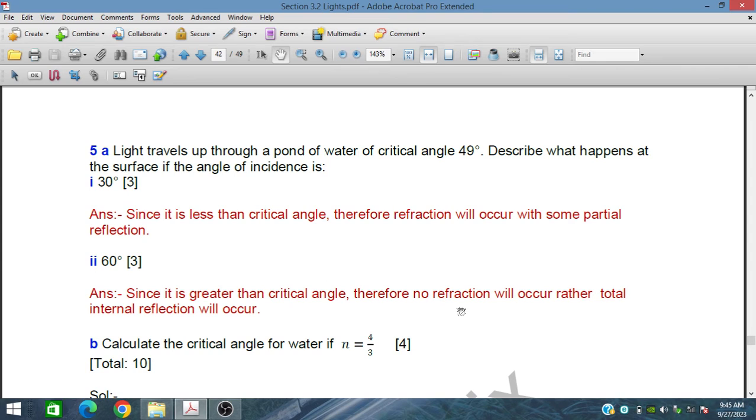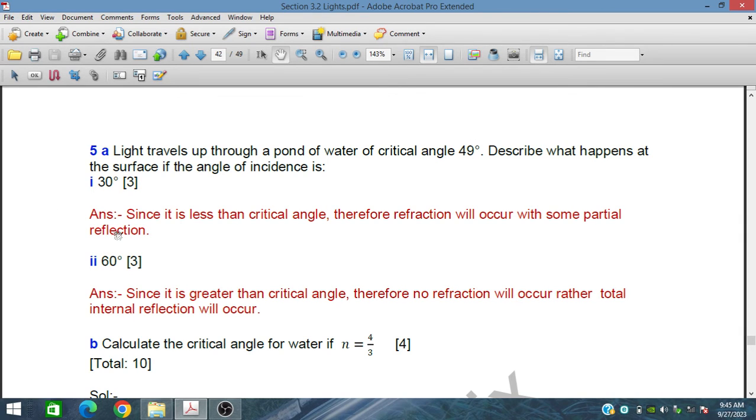Now question number 5. Light travels up through a pond of water of critical angle 49 degrees. Describe what happens if the angle of incidence at the surface is 30 degrees. Since it is less than the critical angle, refraction will occur with some partial reflection.